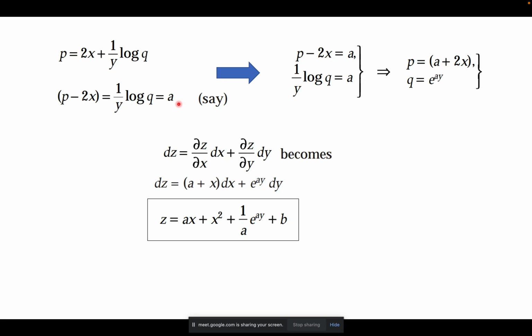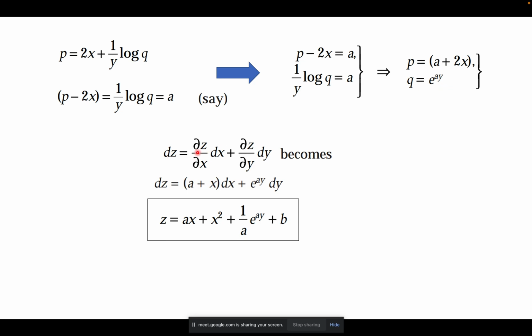And as I told you, you need to equate it to some constant which is a, right? So if I do that, I will get p minus 2x is equal to a, and similarly I will get (1 by y) times log q is equal to a, right? From here, you simply write the function p in terms of x, which will be a plus 2x, and the function q in terms of y will be e to the power ay, because you can write log q is equal to ay, and then take the exponential on both sides, so you will have q is equal to e to the power ay, right?